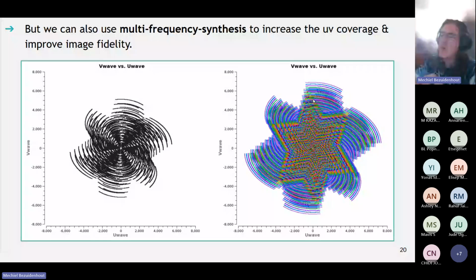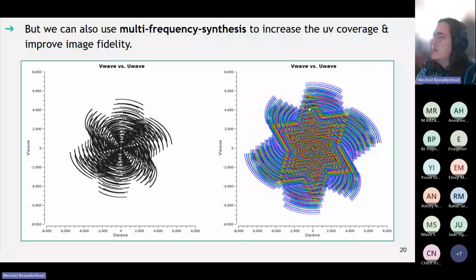So if you observe up to higher frequencies, you get UV samples further away from the center, and you get a higher resolution image. So you can also improve the resolution of your image by incorporating these higher frequency visibilities.